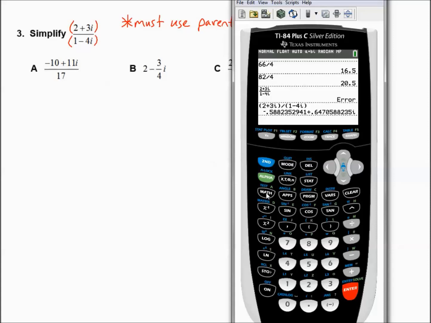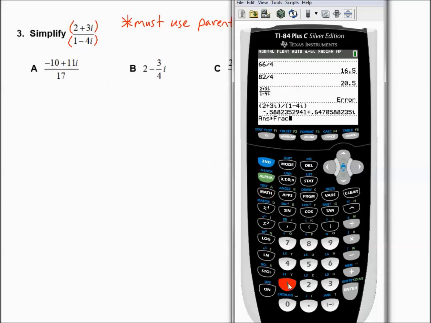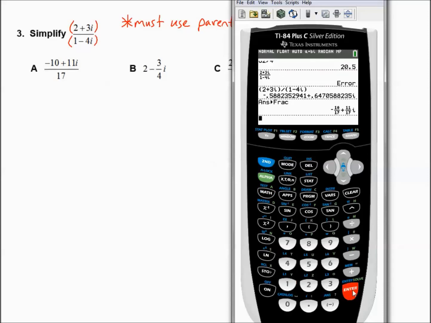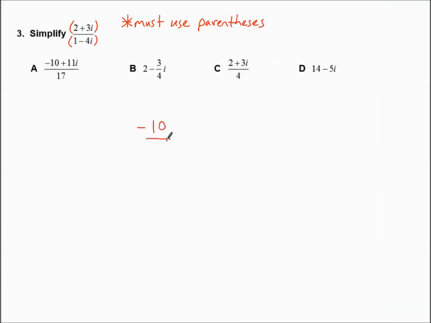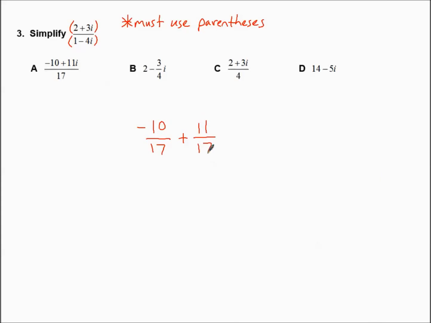I'm going to go to math. And then the first option is to change something that can turn to a fraction into a fraction. So that's number 1, and I'll hit enter. And it changes it to this fraction, negative 10/17 plus 11/17 i. So let's write that down. Negative 10/17 plus 11/17 i. So this is the answer that the calculator gives, and I'm pretty sure you know which answer choice that's going to be.